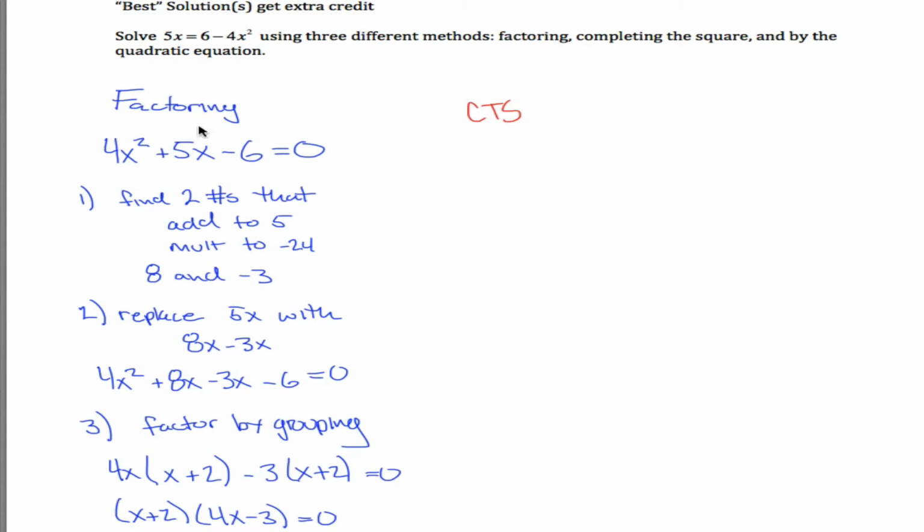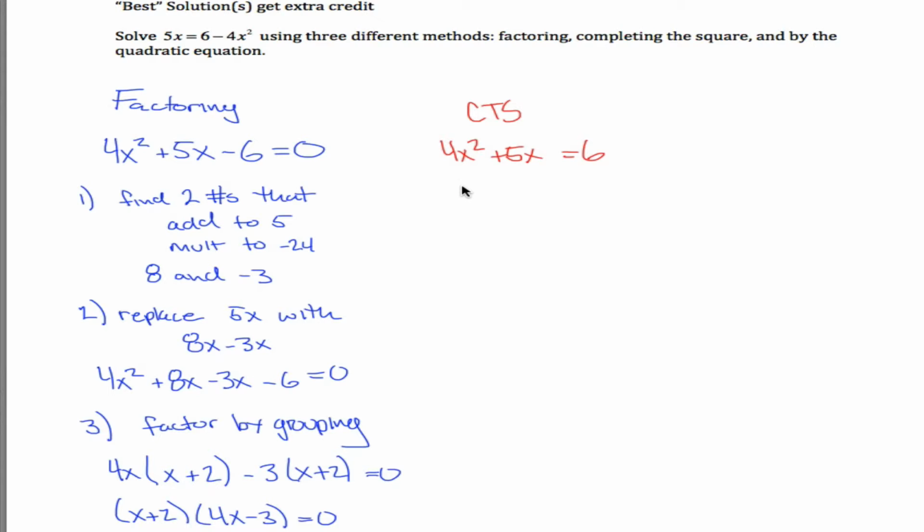When you complete the square, you don't want to start with it in this form. You want to instead start with it in this form. You want your quadratic term and your linear term on one side of the equation and your constant term on the other side. So add 6 to both sides of this equation. And our method for completing the square will only work when your leading coefficient is a 1. It's not, it's a 4. But we can fix that.